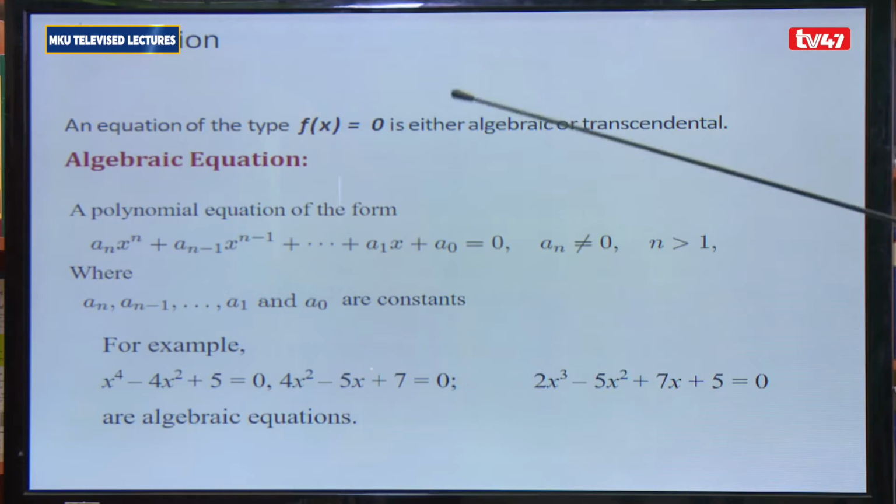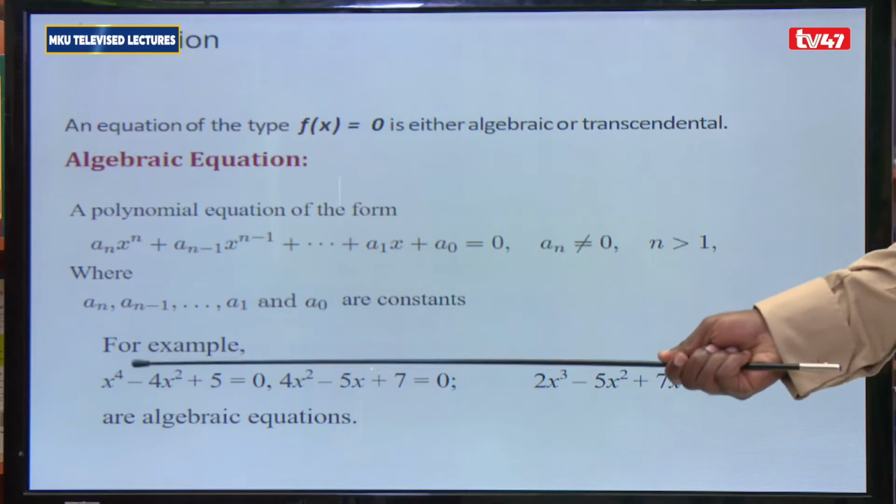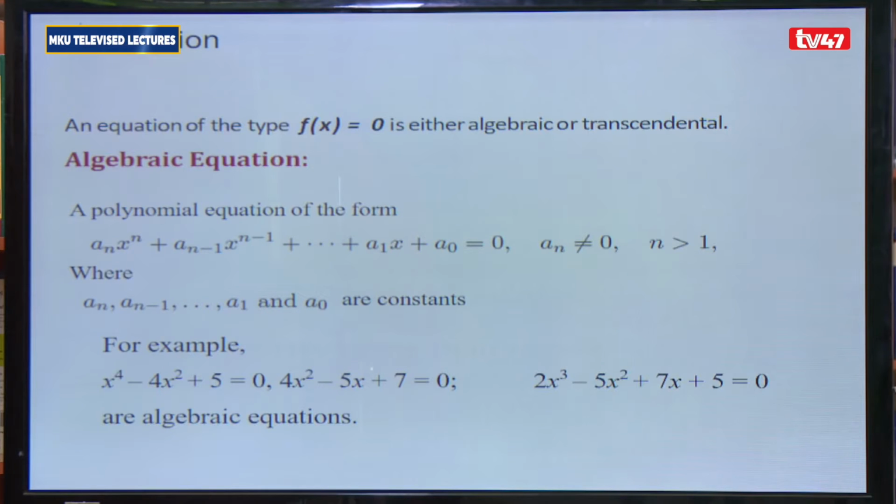For example, we have x^4 - 4x^2 + 5 = 0, and 4x^2 - 5x + 7 = 0, and a cubic function 2x^3 - 5x^2 + 7x + 5 = 0. So those are some few examples of algebraic equations.